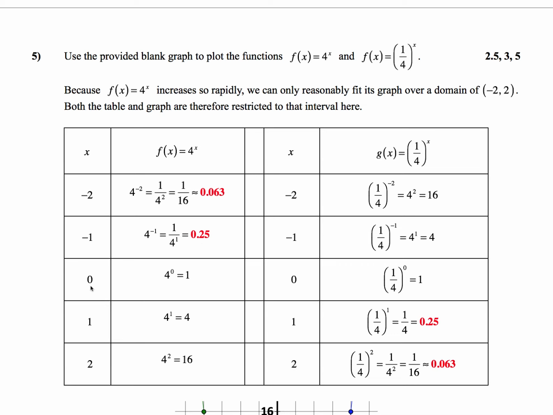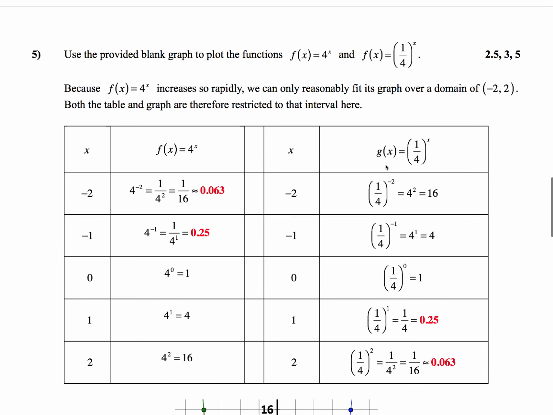And when x is -1, that's the reciprocal of 4, which is 1/4, which is 0.25. When x is 0, 4 to the 0, because remember, the x is in the exponent here, so we raise our base 4 to this value. And 4 to the 0 is 1, because anything raised to the 0 power is 1. And of course 4 to the 1 is 4, and 4 squared is 16. So those are our function values.